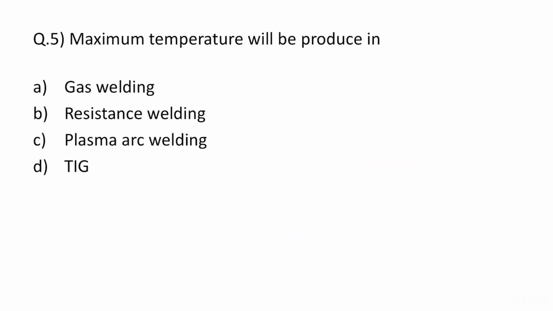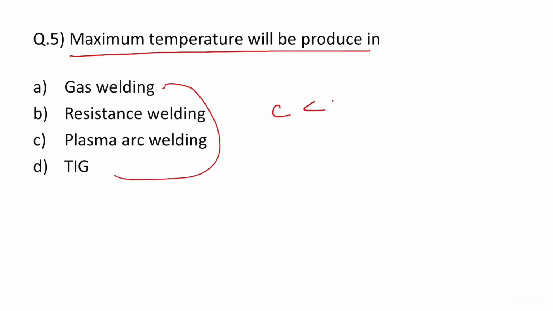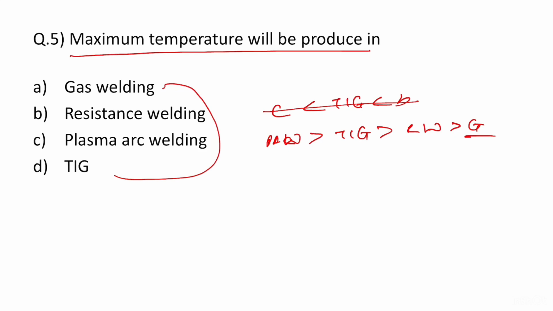Fifth, maximum temperature will be produced in, if you see, maximum will be in plasma arc welding, then TIG welding, then resistance welding, and then gas welding. Plasma means plasma arc welding, that is option C. So the answer is C.